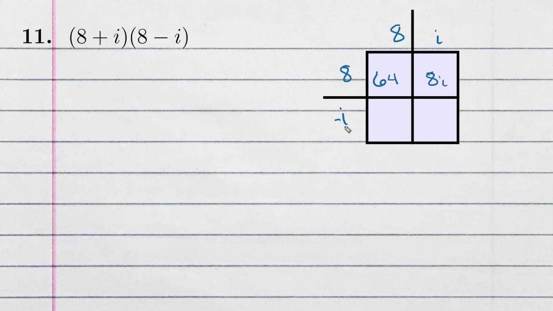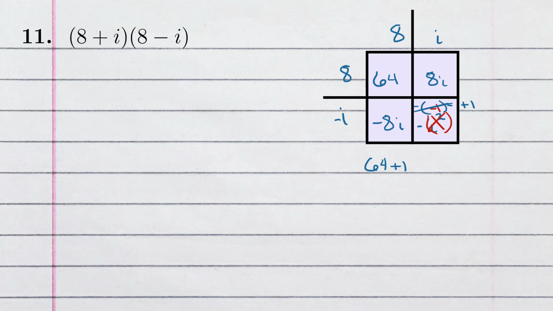Now let's do the next row. Negative i times 8 is negative 8i. Negative i times i is negative i squared. And so we talked about that. Anytime you see an i squared, you mark it out and put it as negative 1. And so if we take what we originally had, which was a negative i squared, that makes this a positive 1. So we have 64 plus 1.